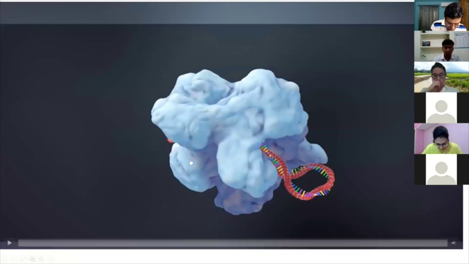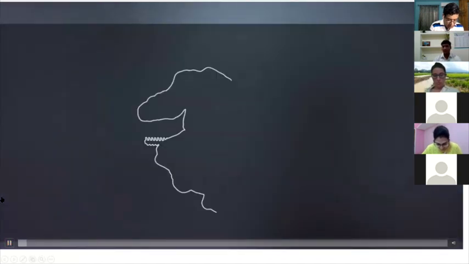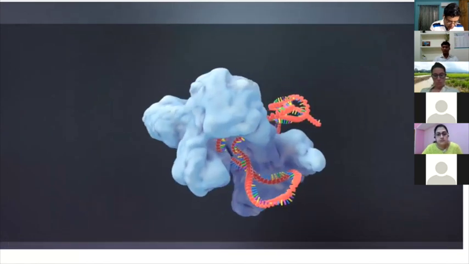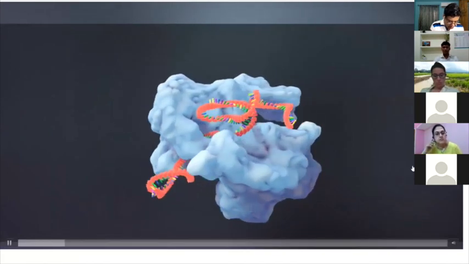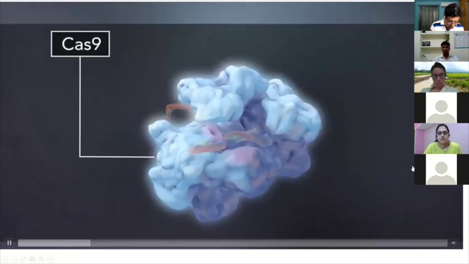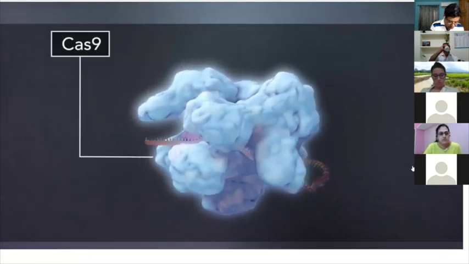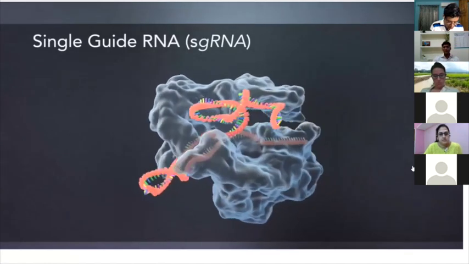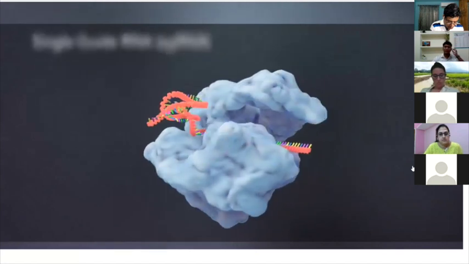Now you would be clear from this video narration. It has been adapted into a powerful tool for genomic research. There are two components to the system: a DNA cutting protein called Cas9 and an RNA molecule known as the guide RNA. Bound together, they form a complex that can identify and cut specific sections of DNA.